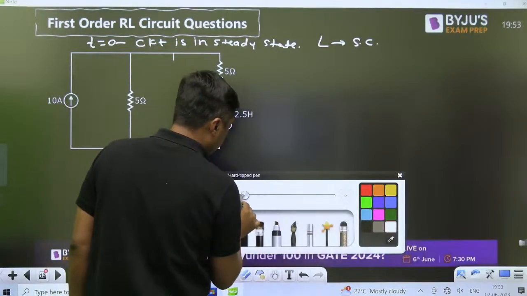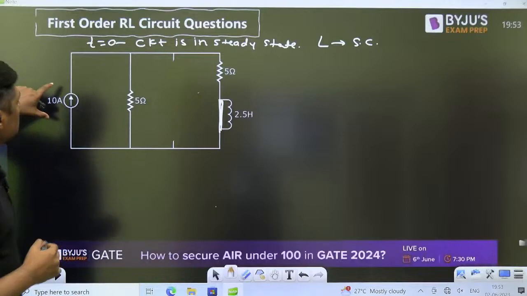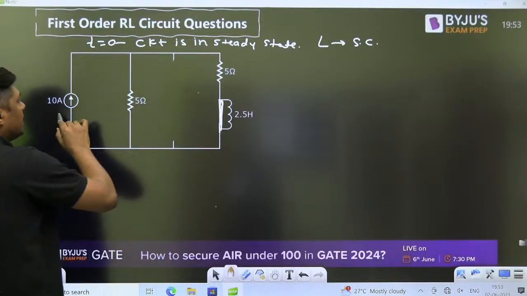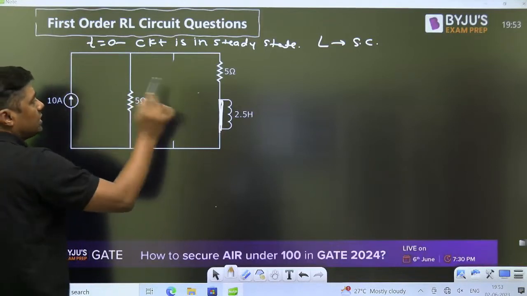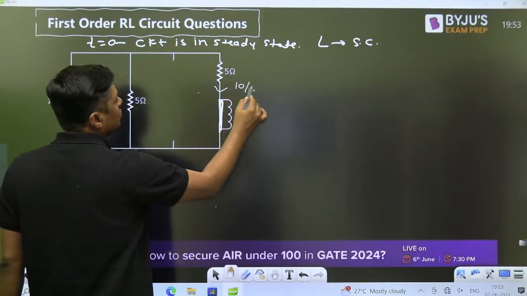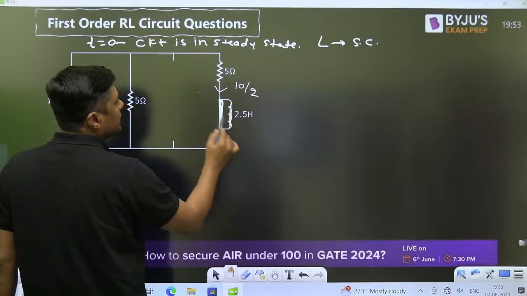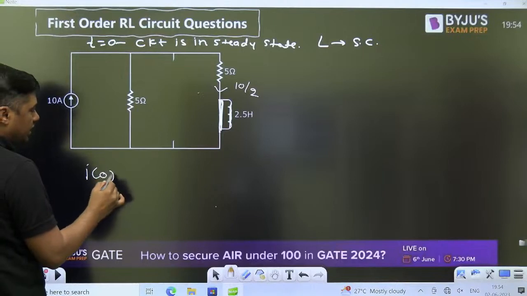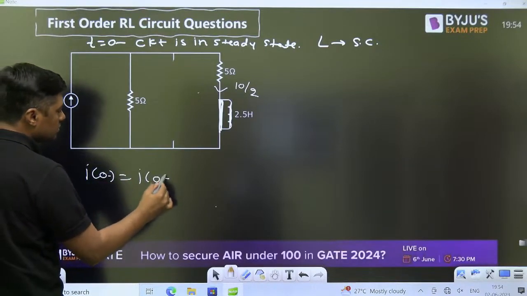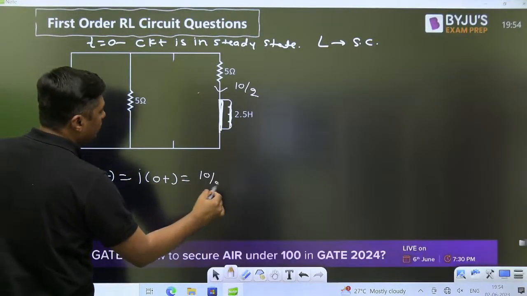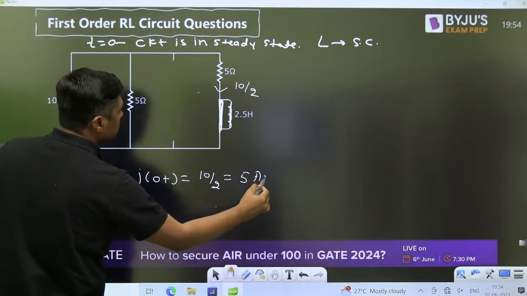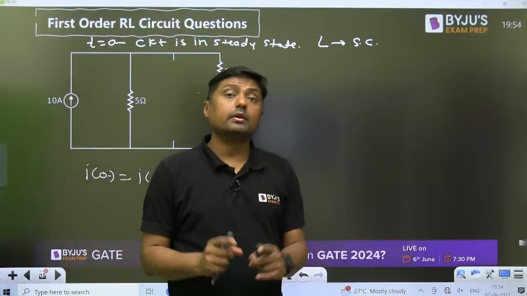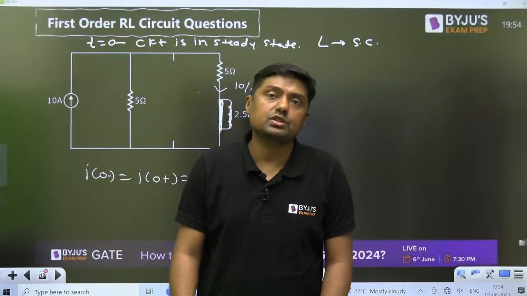Now, watch this diagram. This is the 10 ampere, 5 ampere. This will act as short circuit, and that's why this 10 ampere is divided into 5 and 5. So what is the current here? 10 divided by 2, because this will act as short circuit. 10 divided by 2, current division rule. So what is the initial current through the inductor? 10 by 2, that is the 5 ampere. 5 ampere is the current through the inductor, and remember, inductor does not allow sudden change of current.